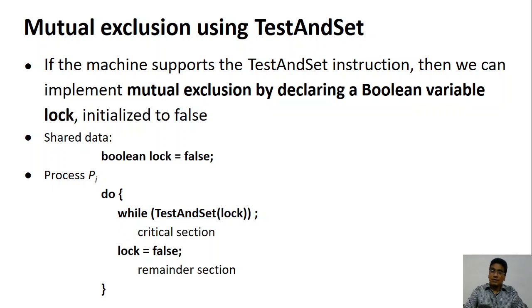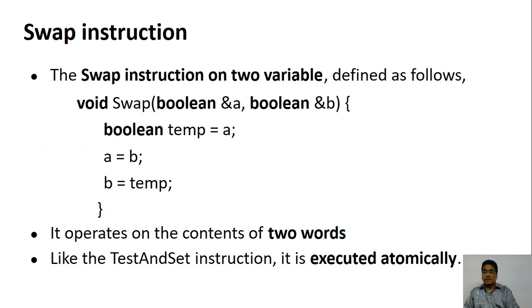If the lock is false, you enter into the critical section, you perform all the activities of the critical section, and finally you unlock and then walk out to the remaining section. So others who are waiting here will get the chance to perform their critical section. Okay, so this is a very simple idea that we can use to perform mutual exclusion. Now let's look at the other instruction.